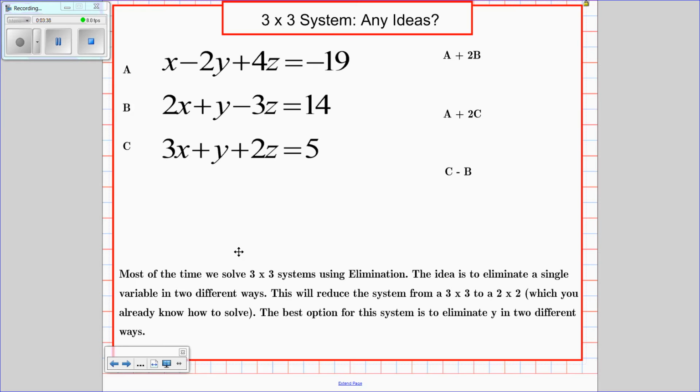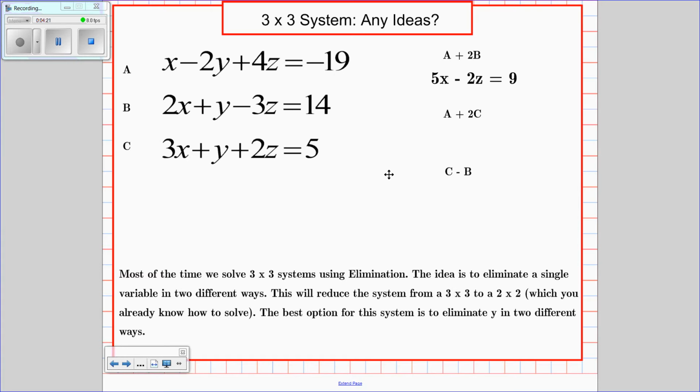So here are 3 ways we can eliminate y. I've labeled the equations a, b, and c for the ease of keeping them organized. I suggest you do this on all systems of equations. So if I add a plus 2b, I'm adding x minus 2y plus 4z equals negative 19, and 4x plus 2y minus 6z equals 28. When I do that, I have a result of 5x minus 2z equals 9. I've successfully eliminated y.